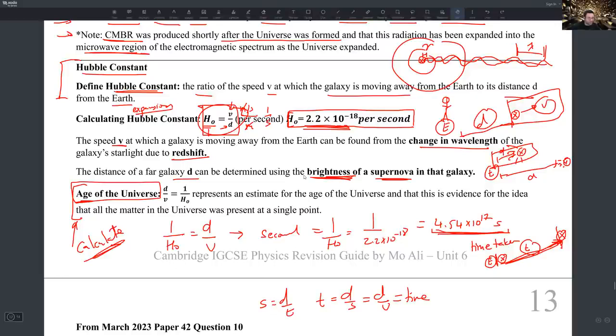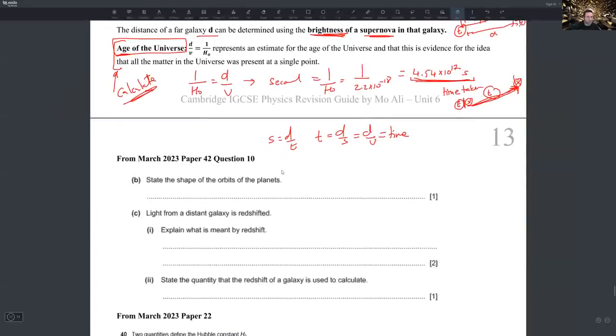Will he give us V and D? No, he won't. Or maybe he'll give you V and ask you to calculate D. H0 is something you have to memorize, Abdelrahman. Okay? No. You're welcome. Let's finish this up.